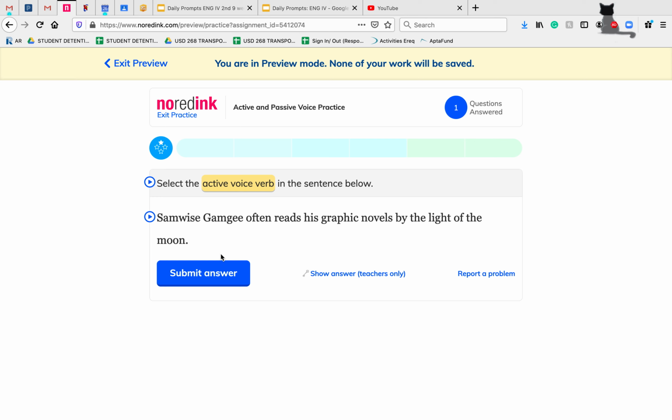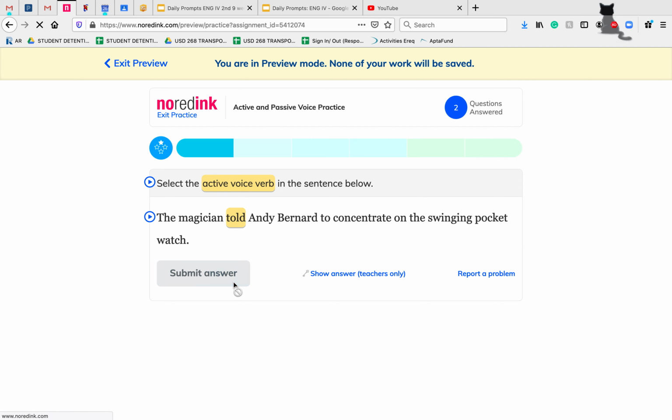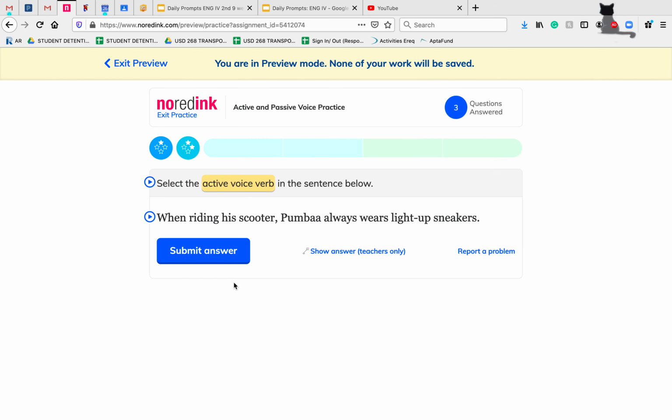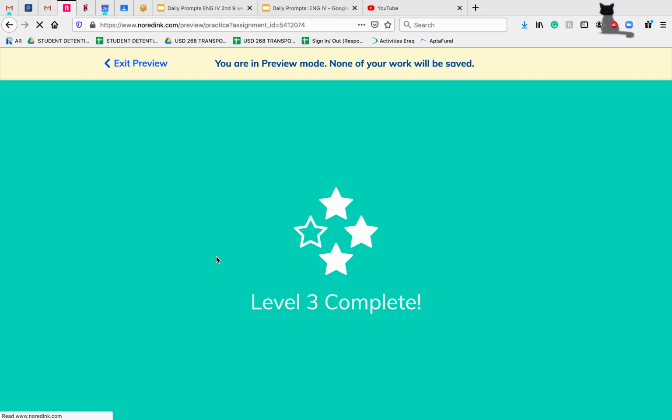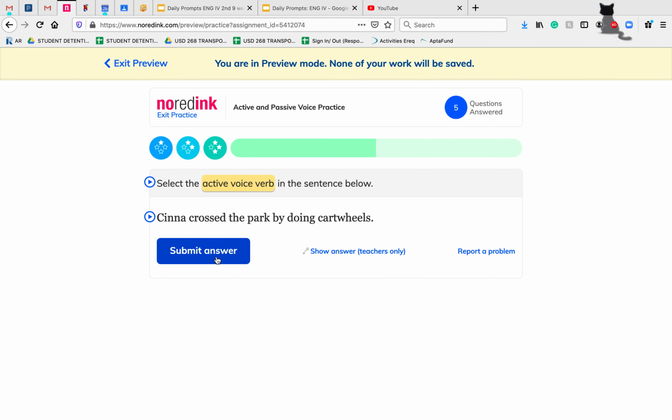Samwise Gamgee often reads his graphic novels by the light of the moon. Him reading is the action that's happening in the sentence. The magician told Andy to concentrate on swinging the pocket watch. The magician told, that's our action. When riding his scooter, Pumbaa always wears light-up sneakers. What is Pumbaa doing? He's wearing the sneakers. So you can see active voice sentences are very much like the ones you've probably written for most of your sentences. They also tend to be simpler sentences like what you maybe would have seen in elementary school.